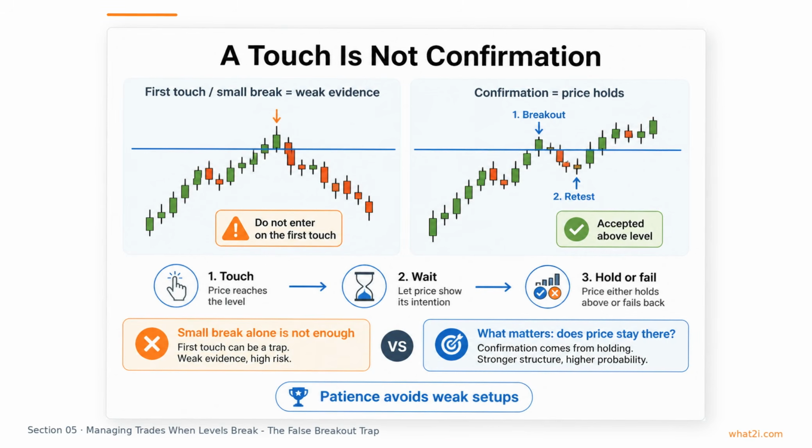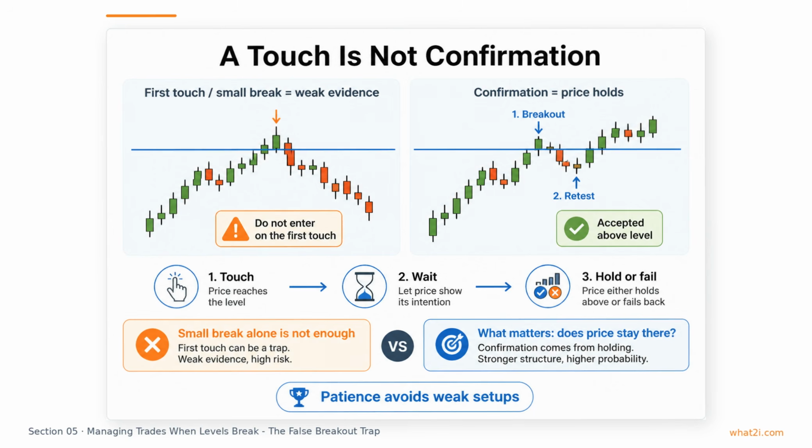Many weak trades begin because someone treats the first touch or first small break as proof. But the more important question is whether price can actually hold in the new area. If it cannot, then the breakout has not really succeeded. Waiting for additional evidence may feel slower, but it helps avoid low-quality trades. Patience around the level is often what separates a disciplined breakout trade from a fakeout.